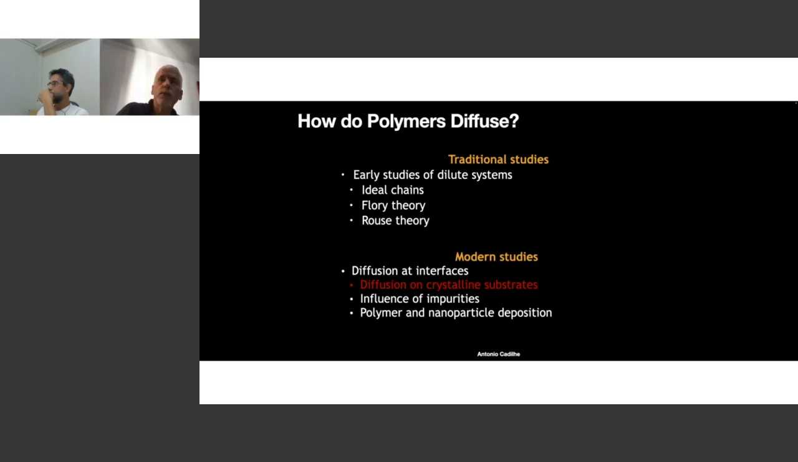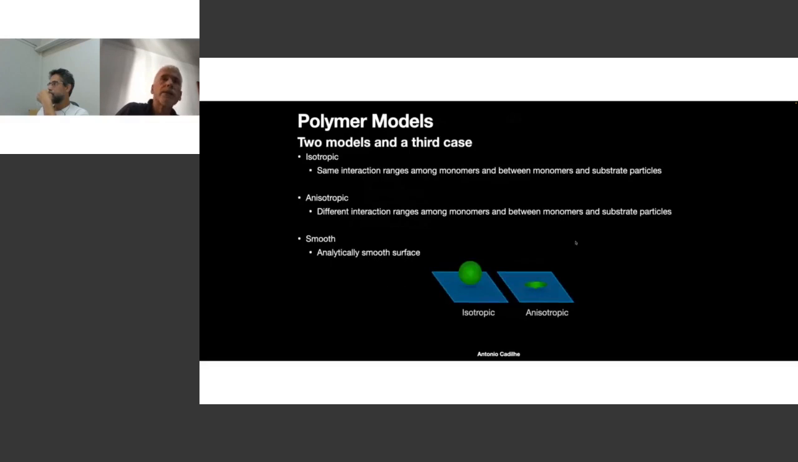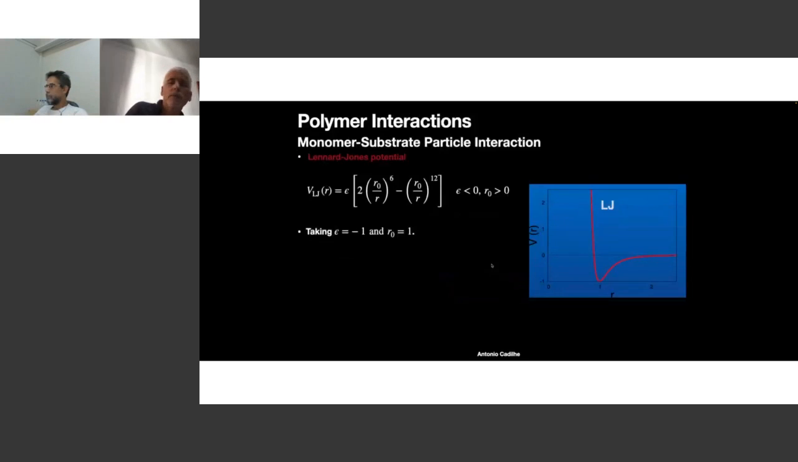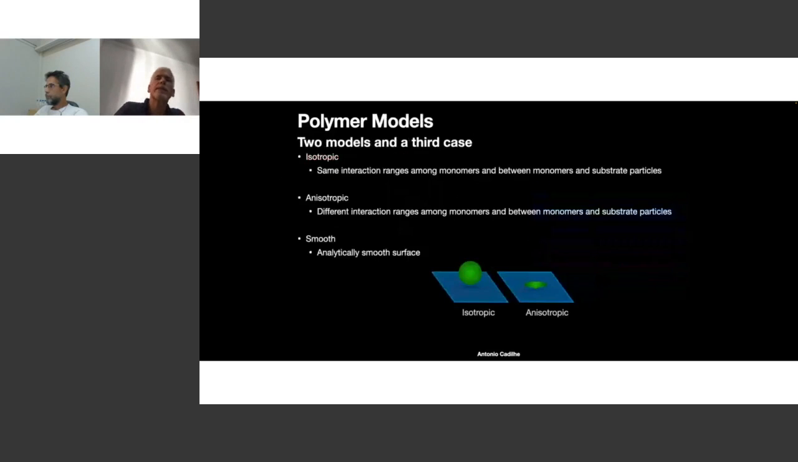I did some of this work when I was at UFMG, and I did the study with two models, and I included even a third one for comparison. The third one is the analytically smooth surface, the one that is a flat energy landscape. And the two other cases are depicted below in the following sense.